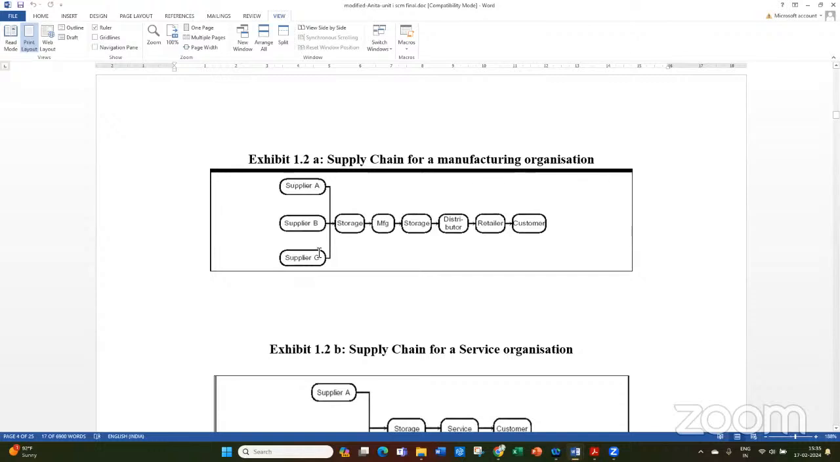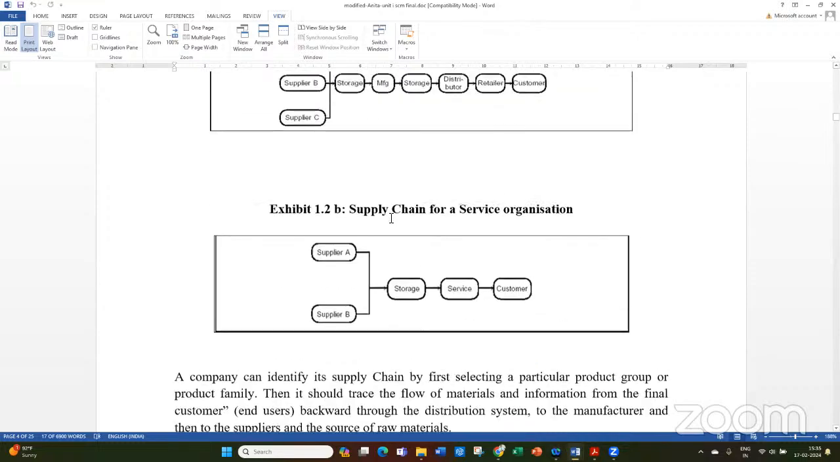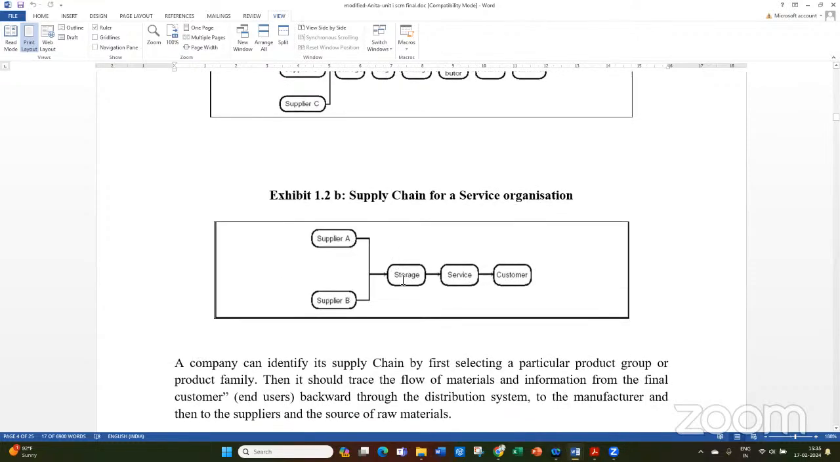In a manufacturing organization, suppliers, maybe many suppliers, will be there. The raw material and storage will be there. Then manufacturing and storage of finished goods, then distributor, then retailer, then customer. This is manufacturing. For a service organization, you have suppliers, storage.